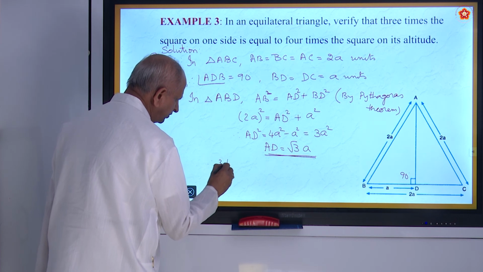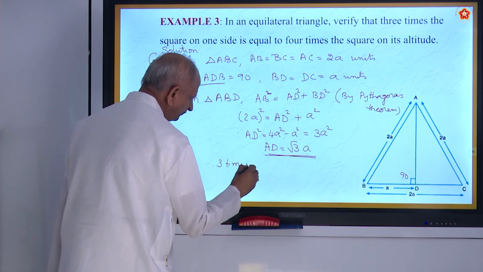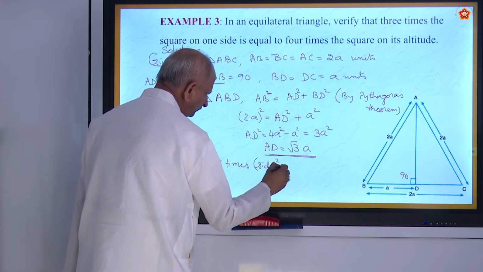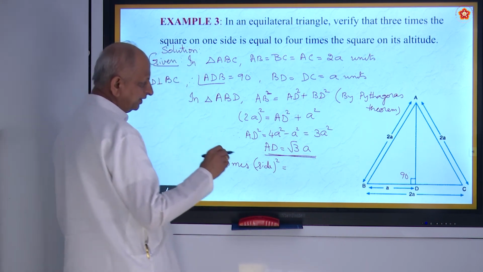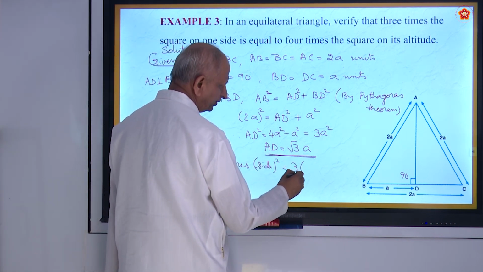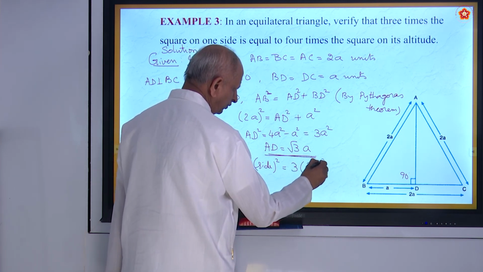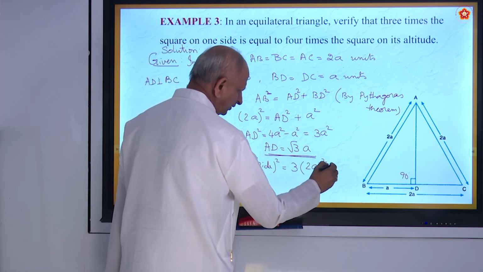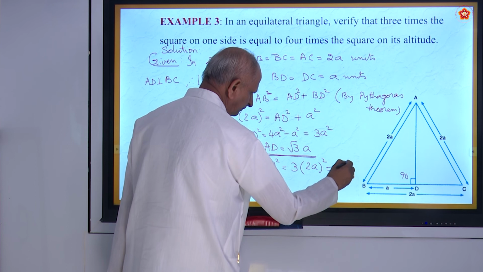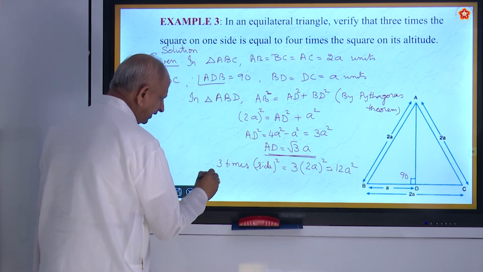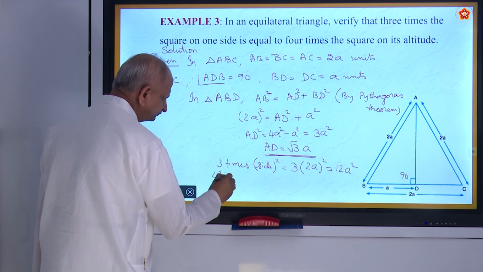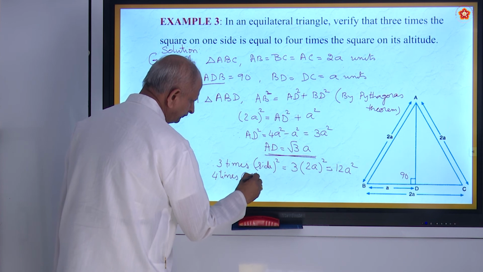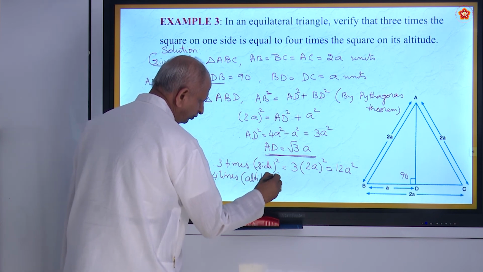So, therefore, 3 times the square of the side is equal to, any side you can take. 3 into side is how much? 2A whole square. So 2A into 2A is 4A square. 3 into 4A square, that is 12A square. And then you have 4 times the square on the altitude. 4 times the square on the altitude.